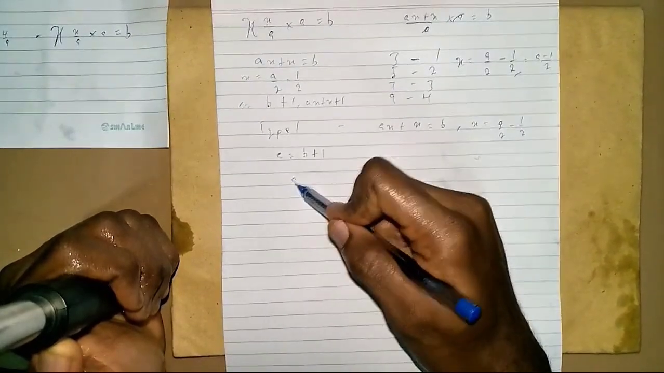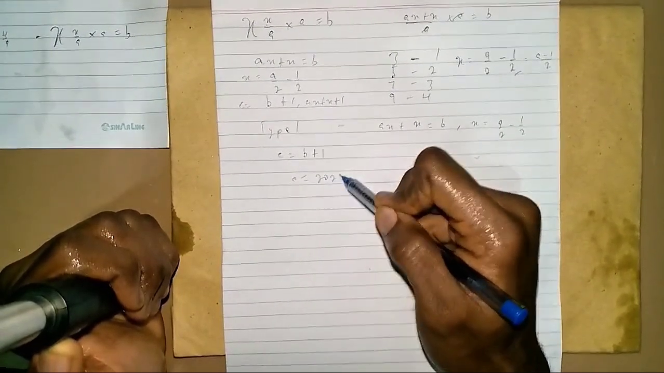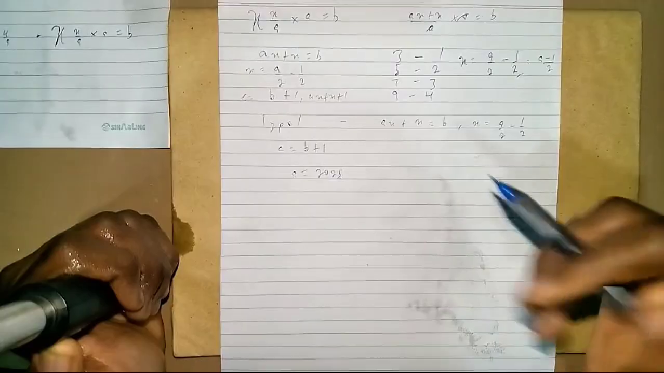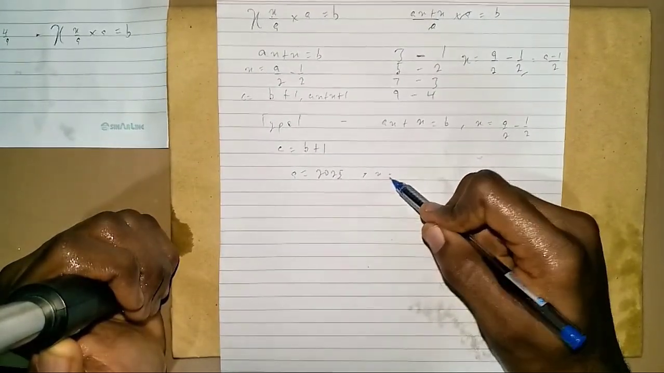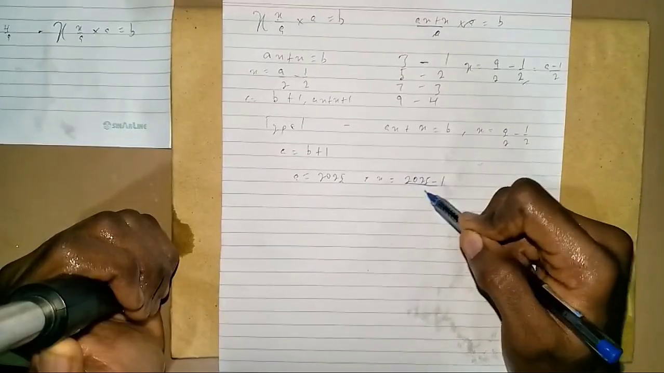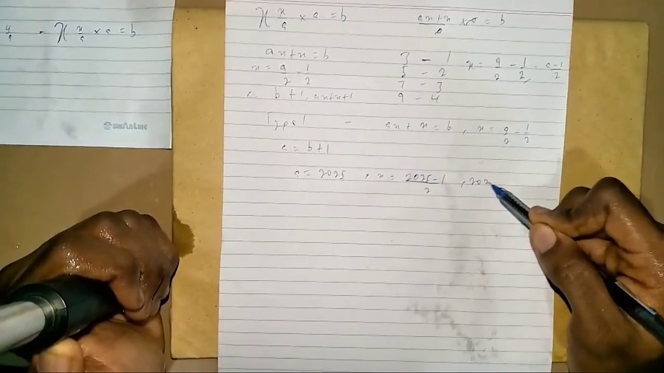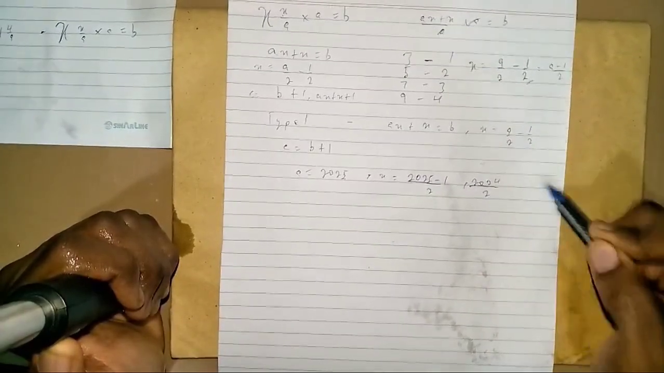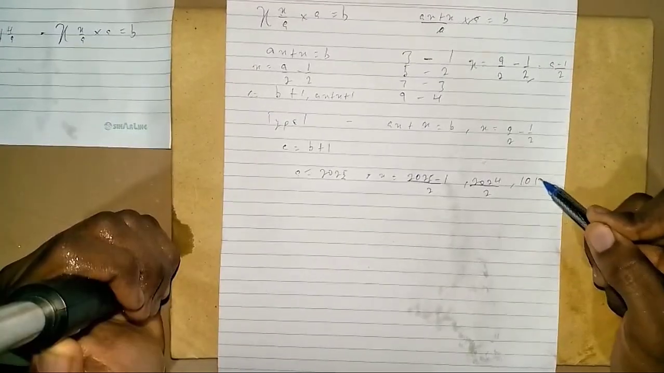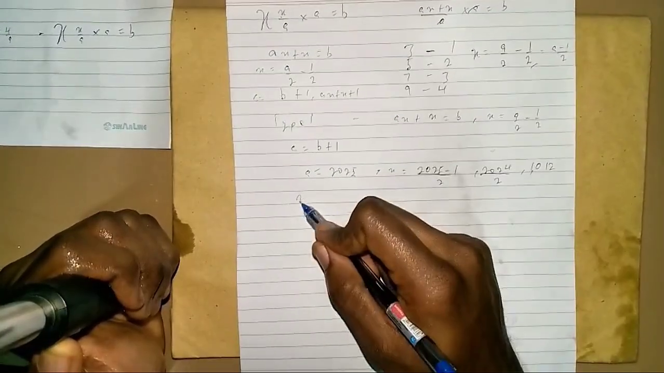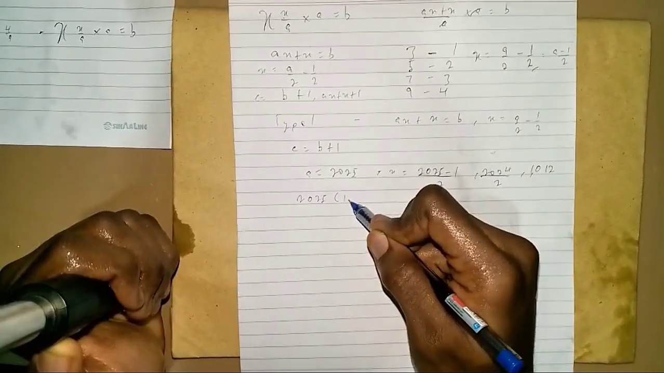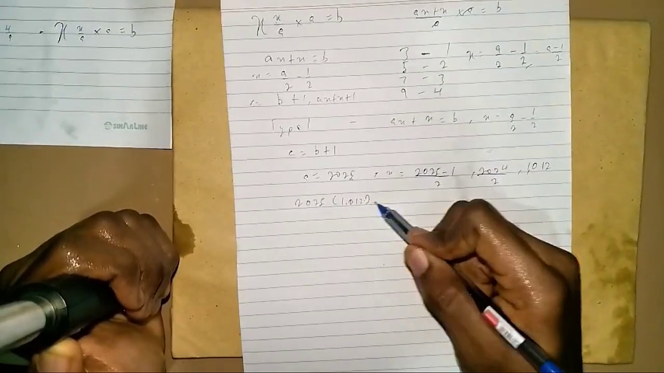Okay, one number. 2025, I choose that. If A is 2025, then what if I find X? X is equal to 2025 minus 1 over 2. That's 2024 over 2. That's 1012, I hope. 1012. We have to find B. That's 2025 times 1012 plus 1012.